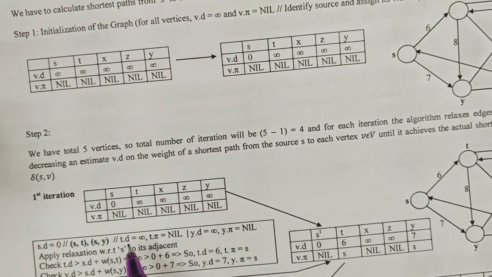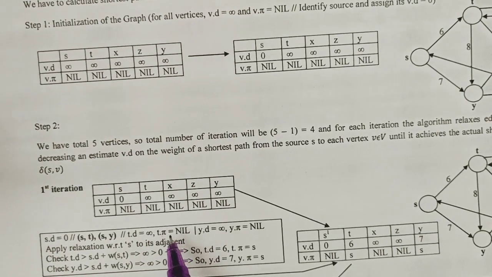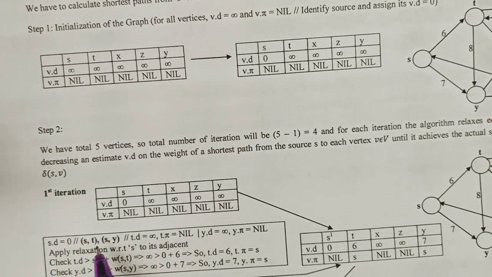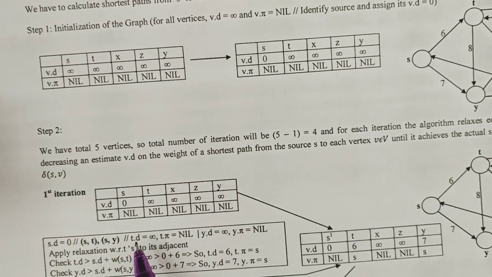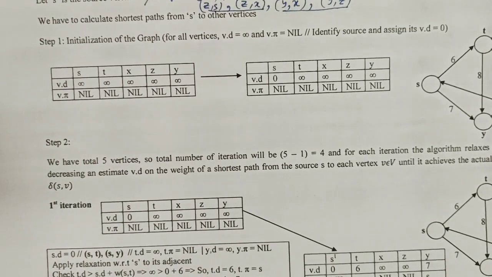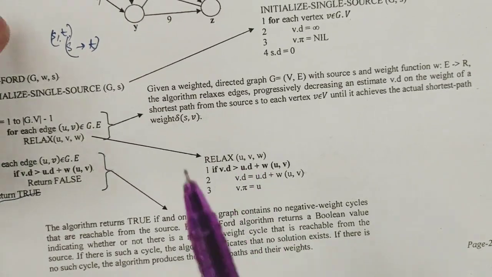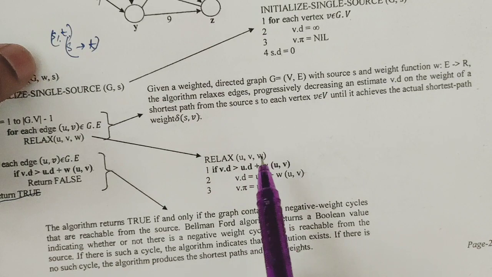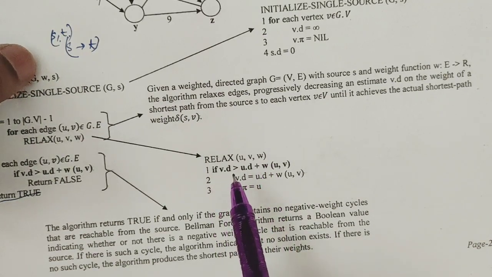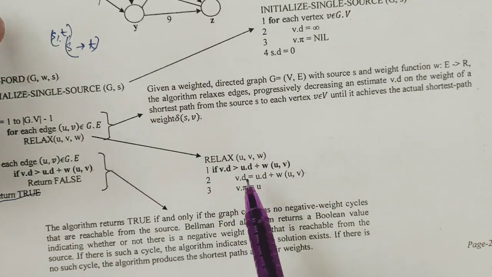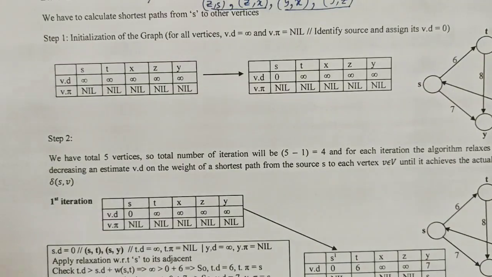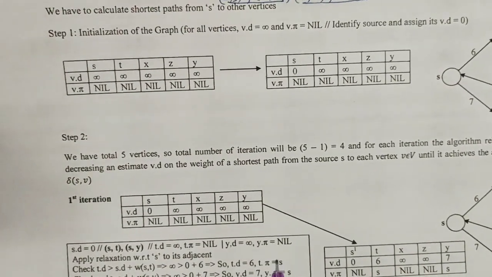Why am I considering their d value and pi value? Because I have to apply relaxation from s to t and s to y, and relaxation requires the d parameter value and also the pi parameter value. If you go through the formula of relaxation of u v with weight w, you will find that in our example it is s to t and their edge weight: if v dot d is greater than u dot d plus w of uv, then update. So you must have the corresponding d parameter value.